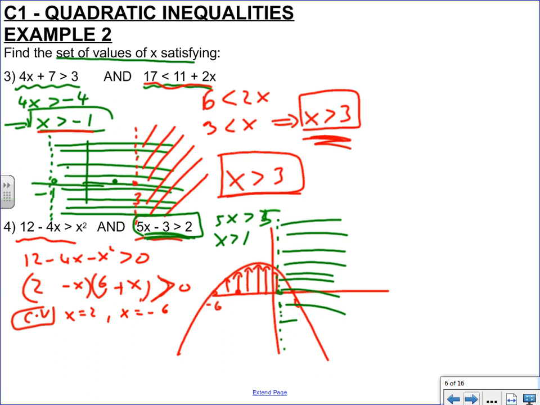So when are both inequalities satisfied? Well, it's where the green and the red overlap. So all this bit here, isn't it? All this bit here. So we're saying, if that's 2, we're saying x needs to fall between 1 and 2. So x is between 2 and 1. And that's the only time when that thing is satisfied.